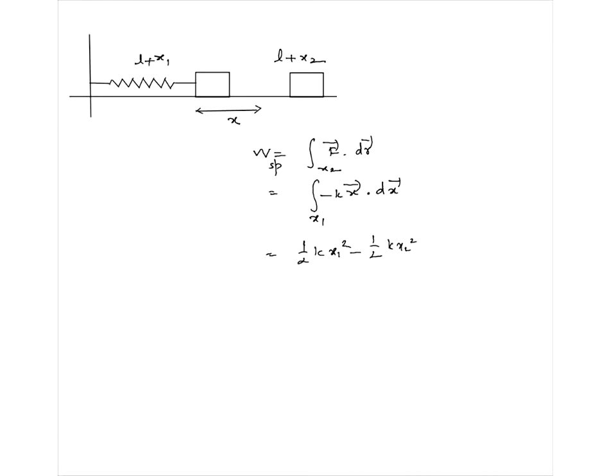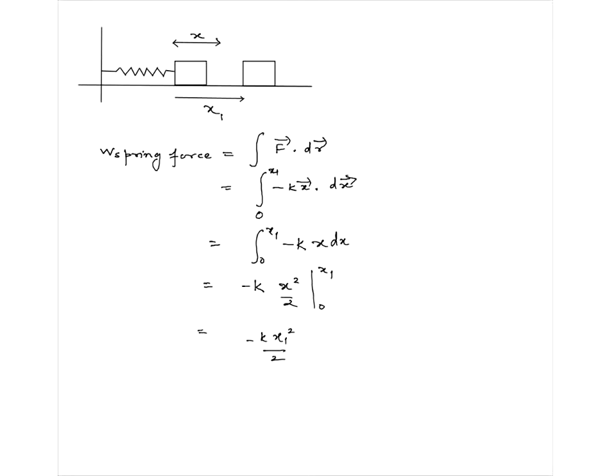So see the difference. This is a case of initially having some elongation. This is a case of initially not having any elongation. And likewise for compression. Any questions? Let me know.